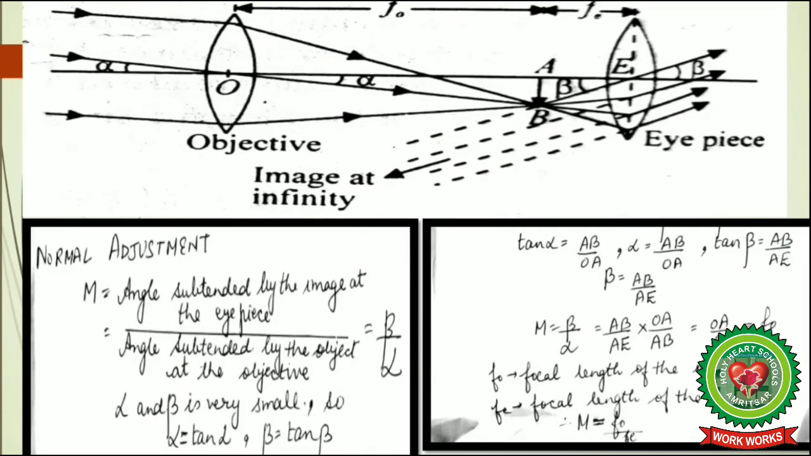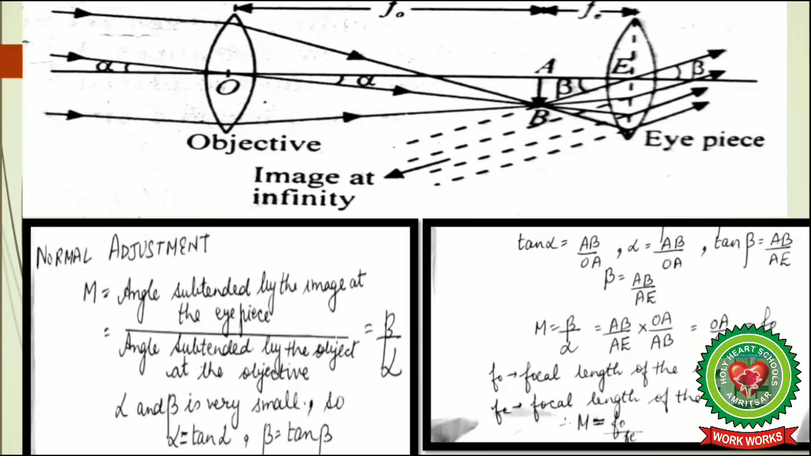Now let's start. Here we can see there are two lenses. First one is called as objective and the second one is called as eyepiece, and both these lenses are convex lens. Now we can see here the rays of light are coming from infinity and are making an angle of alpha with the objective lens.